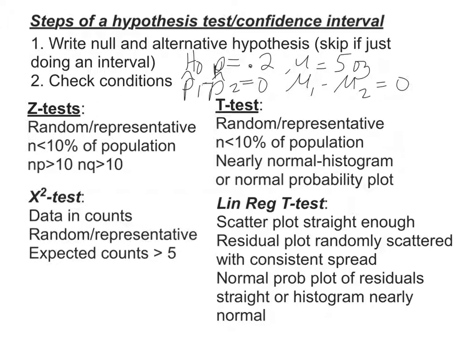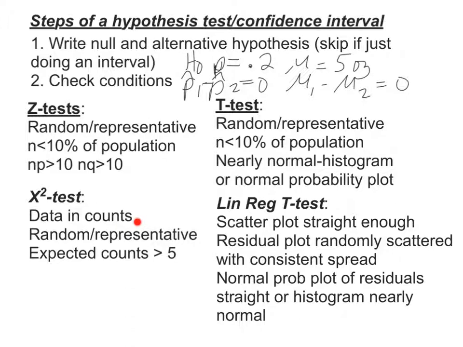For the z-tests, for all of them actually, you're checking randomness, or representative, or a randomized experiment. Z-tests and t-tests have n less than 10% of the population in common, and then the main difference here is your z-test has np greater than 10, nq greater than 10, and your t-test has the nearly normal condition, where you check the histogram or a normal probability plot for straight enough.